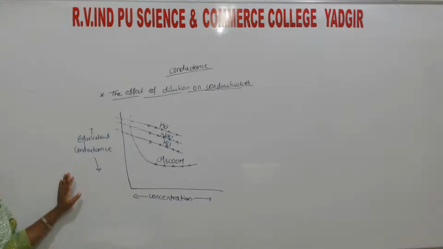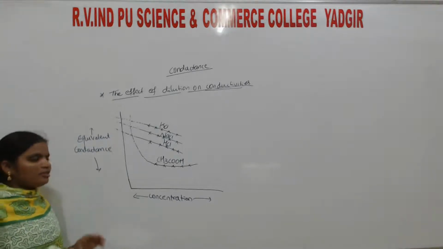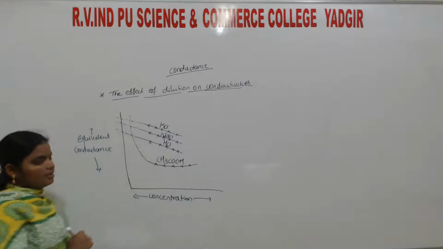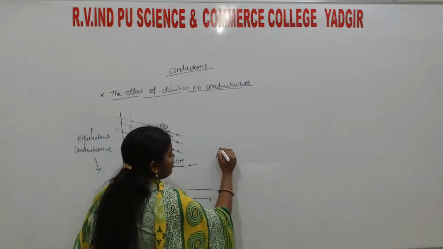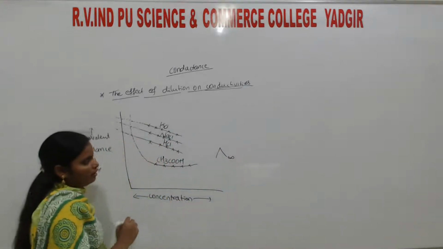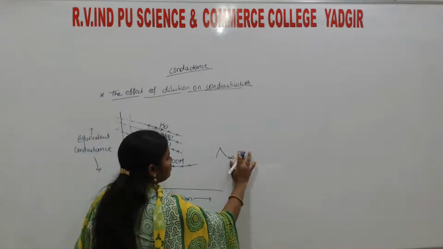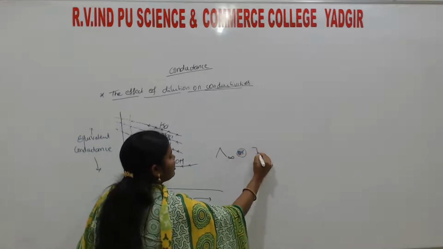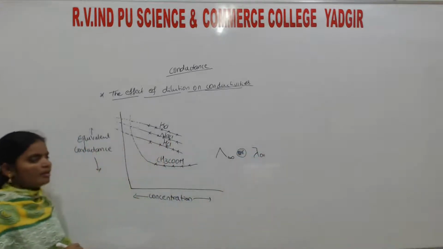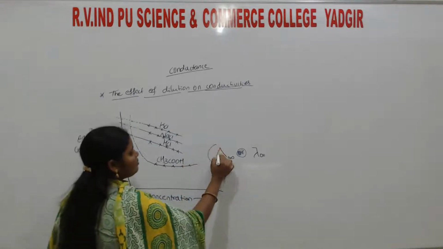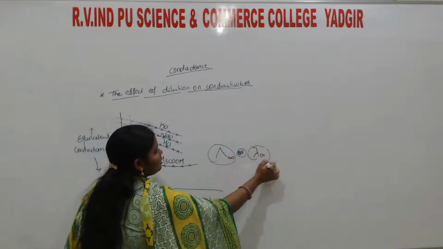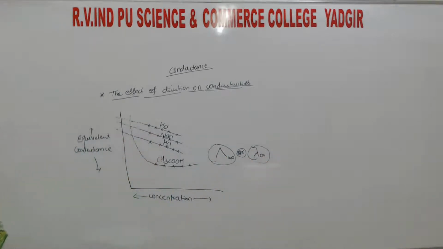And this is the equivalent conductance at infinite dilution. It is denoted as lambda infinity. This is the equivalent conductance at infinite dilution, denoted as capital lambda infinity, or small lambda infinity.